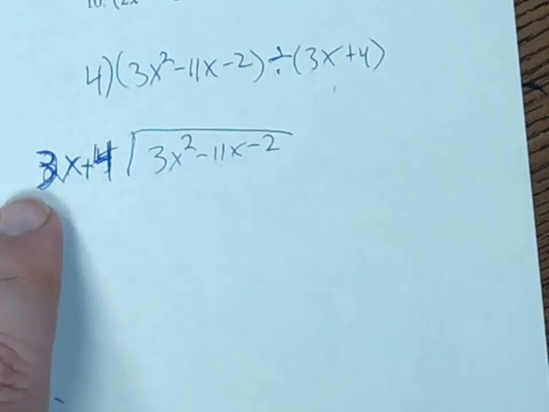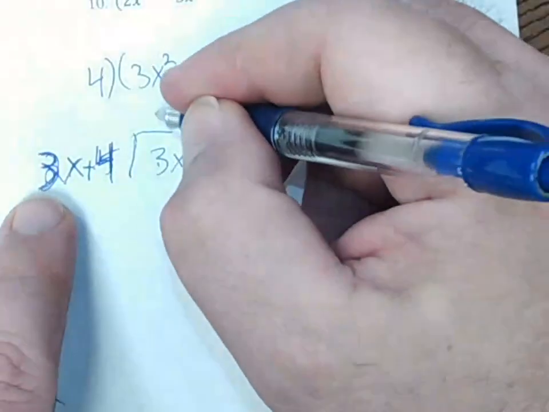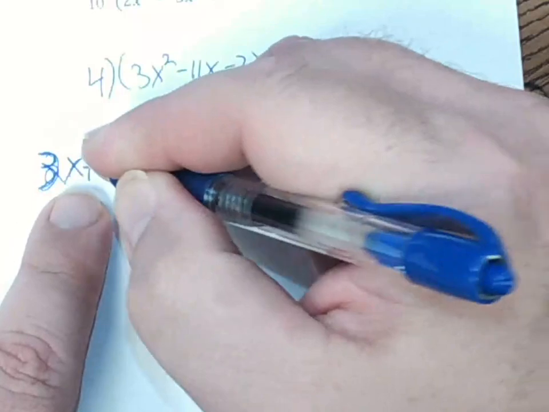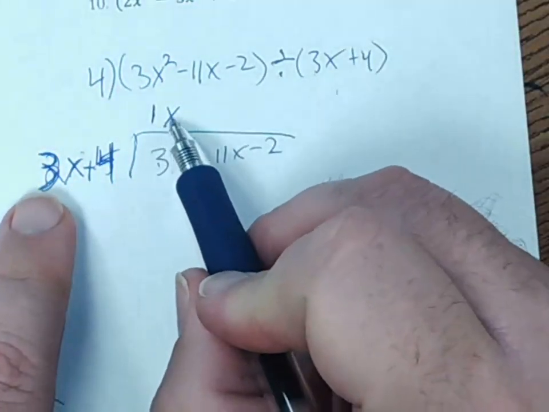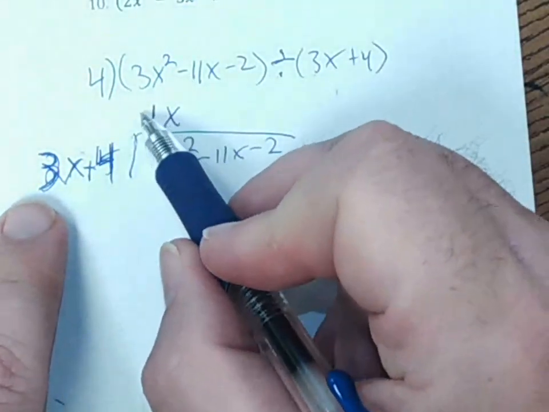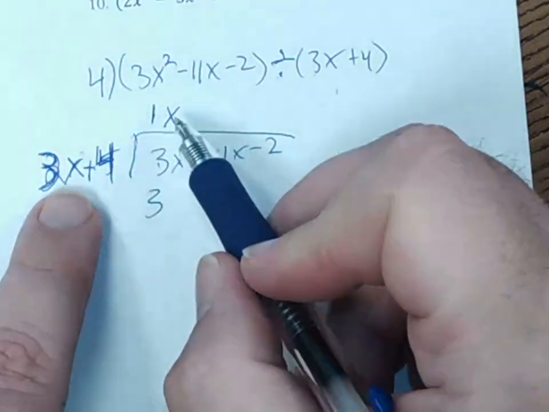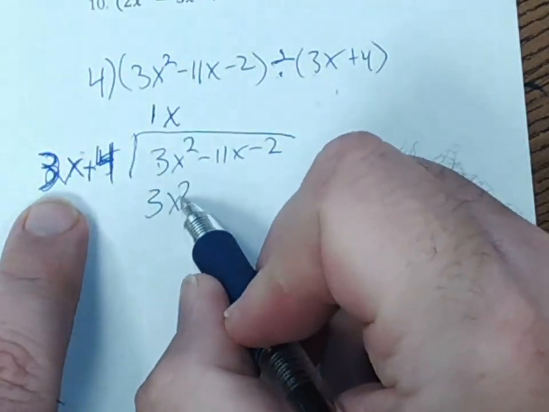So, step 1, divide. 3x squared divided by 3x. 3 divided by 3 is 1. X squared divided by x is x. Step 2, we multiply. 1x times 3x. 1 times 3 is 3. X times x is x squared.